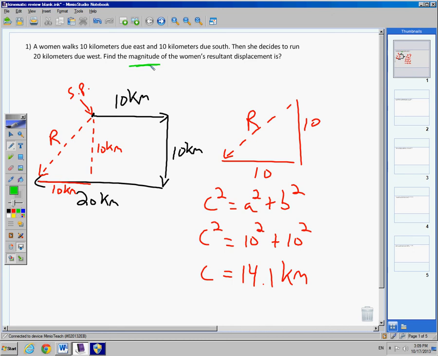If it asked for direction, which I'm going to add now in green, I would have to say general direction of southwest, because it would ask specifically for an angle if that was the case. All right, and that's number 1. Let's check out number 2.